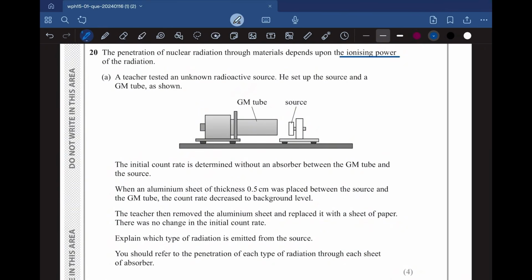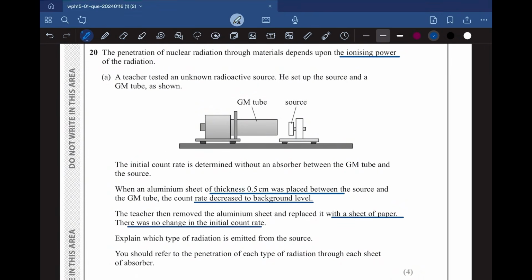The initial count rate is determined without an absorber between the GM tube and the source. When an aluminium sheet of thickness 0.5 centimeter was placed between the source and the GM tube, the count rate decreased to background level. So there was basically no count rate from the source. Okay, the teacher then removed the aluminium sheet and replaced it with a sheet of paper. There was no change in the initial count rate.